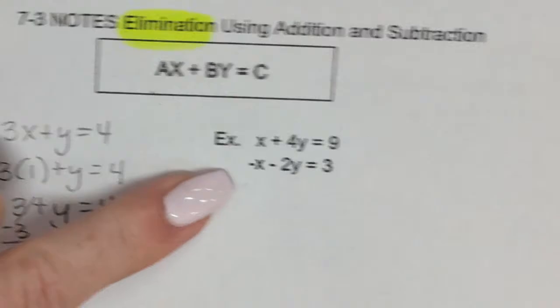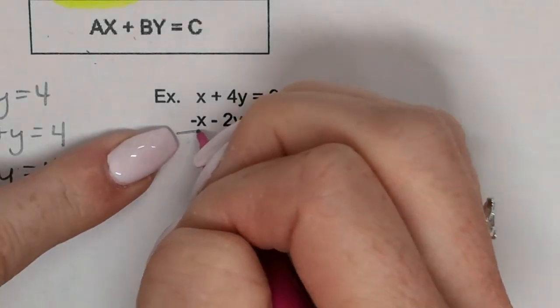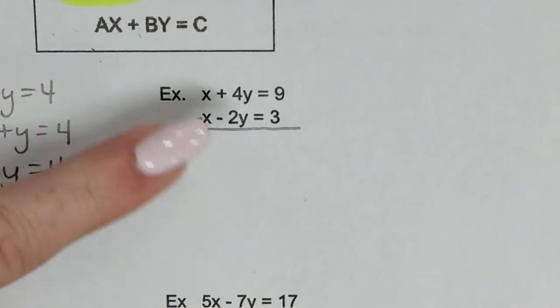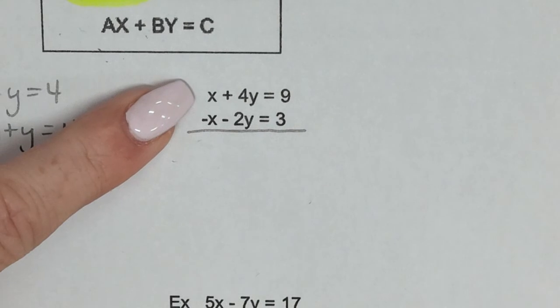Okay? Let's try this one. Let's do one more together, and then you'll try the next one by yourself. So which one of these variables do you think you could eliminate? Either.